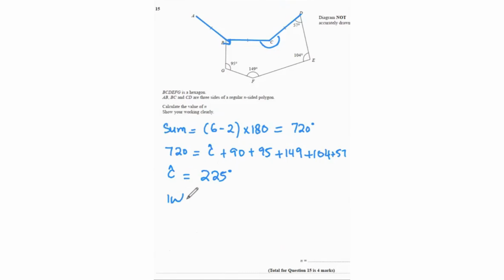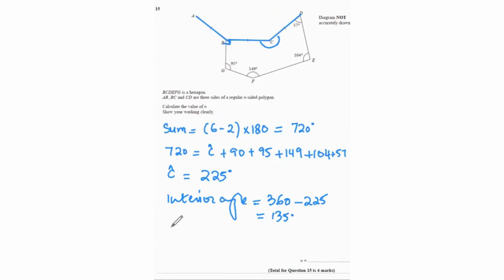So the interior angle is going to be 360 minus 225. The reason why we're subtracting 225 from 360 is because the sum of angles is going to be 360 over here, because it's angles around a point and the point is C.